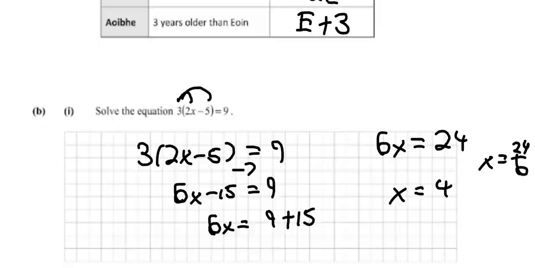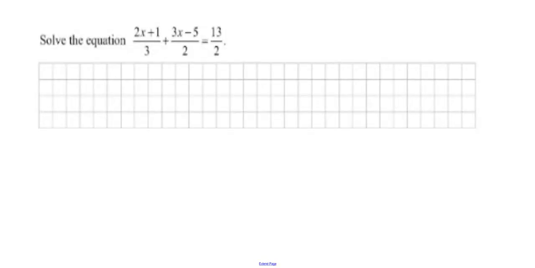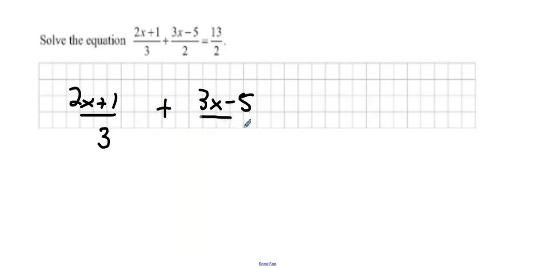Okay. One of the most difficult questions on the test. Okay. We have 2x plus 1 over 3. Then we have 3x minus 5 over 2. And then 13 over 2. Okay, guys. This is a fraction question.